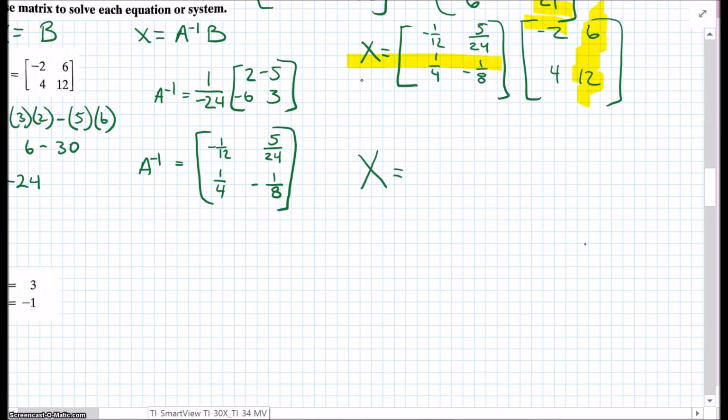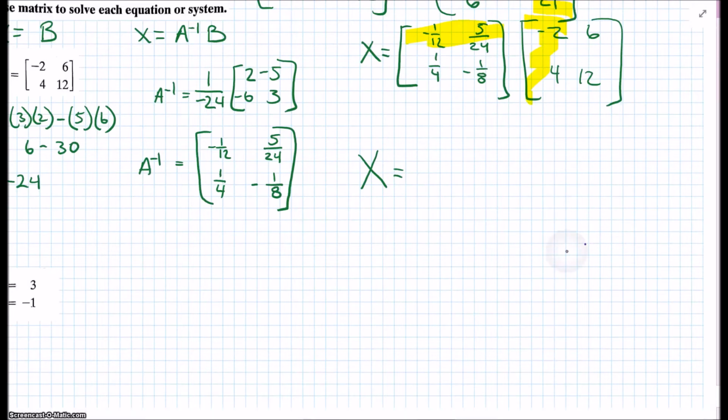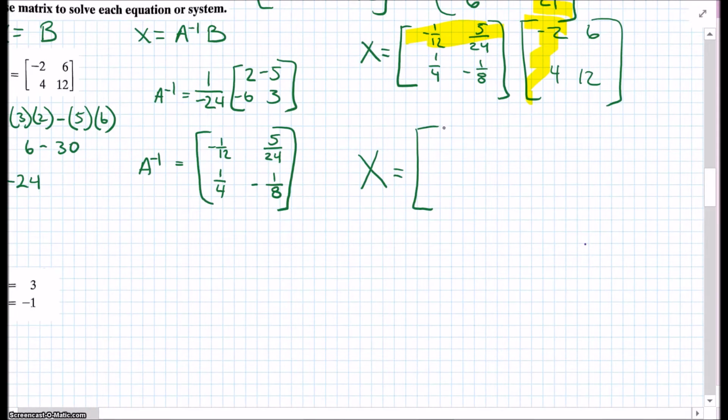So first row by first column. What do we get? Here we go. Negative 1/12 times negative 2. That'd be positive 2/12, that'd be 1/6. 5/24 times 4. That would be 20/24, which would reduce to 5/6.